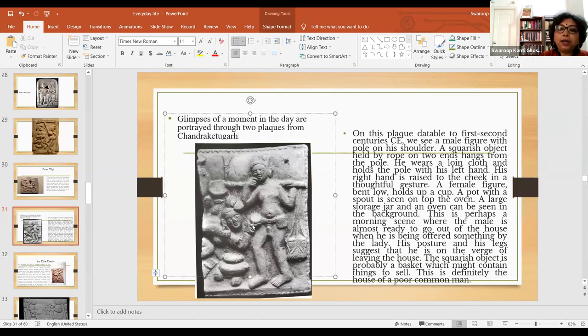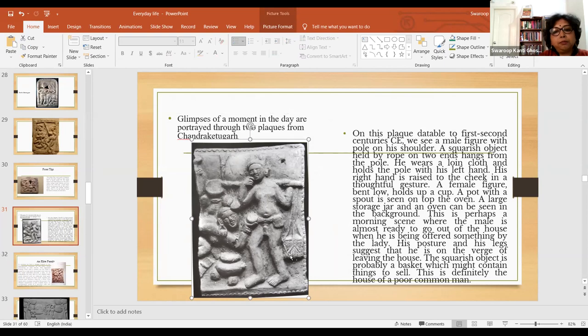A female figure is there holding a cup. And then we can see a pot, and there is the oven. Please note the oven. It is a very simple oven. On the other side also, we can see an oven. And the posture shows that he is just going out for his everyday work.